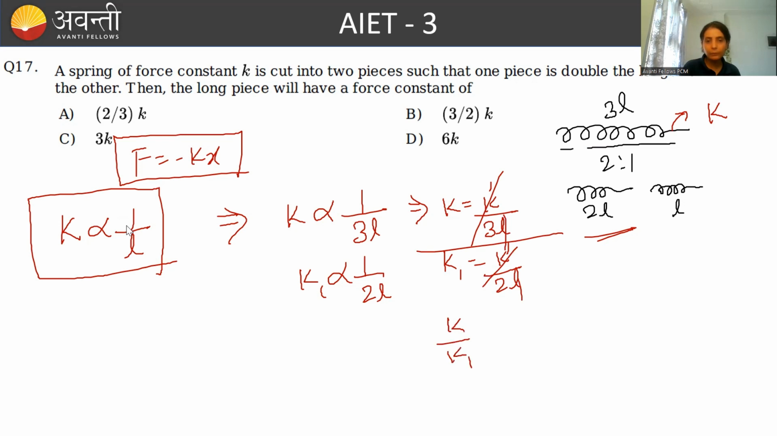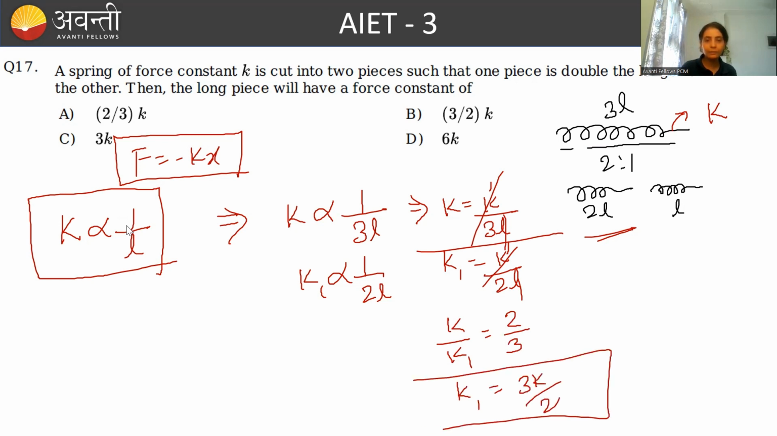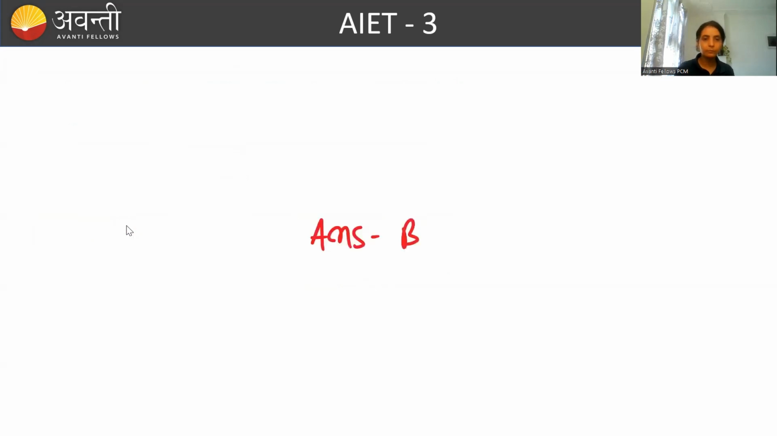K by K1 will be equal to how much? It will be equal to 2 by 3. So K1 is equal to how much? 3K by 2. So correct answer will be what? Correct answer will be. Okay.